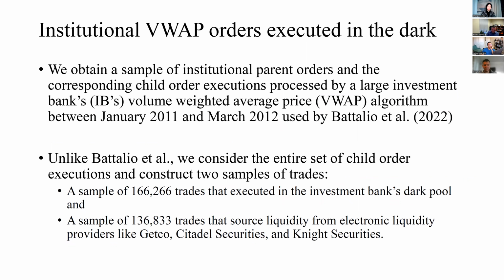And so what Mehmet did was identify the child executions. We have about 166,000 trades that the investment bank, the data provider, traded in its own dark pool. And then we have 136,000 trades where the liquidity provider sourced liquidity from wholesalers like GetGo, Citadel, Knight, the precursor of Virtu.